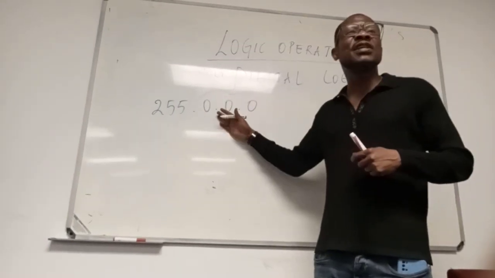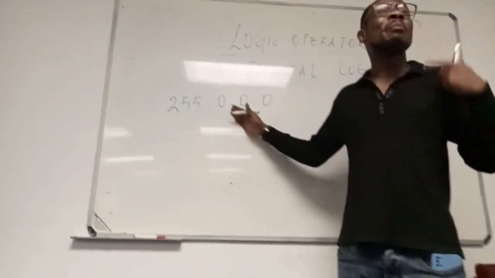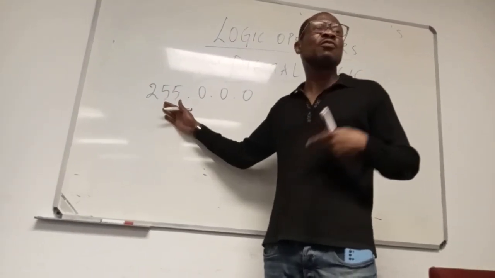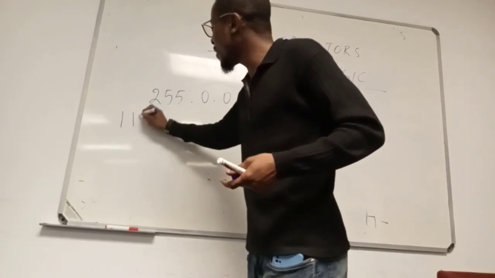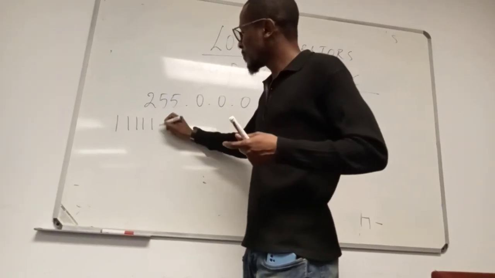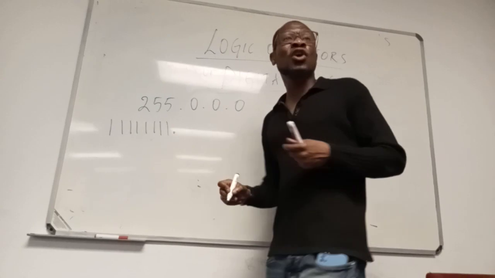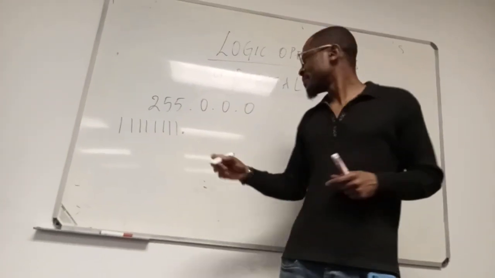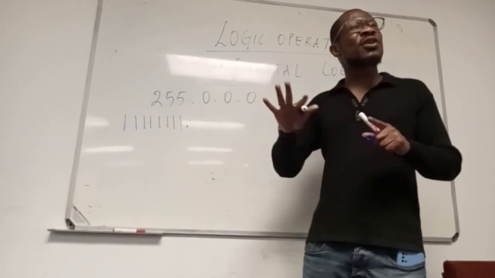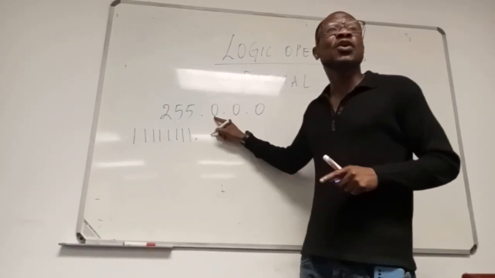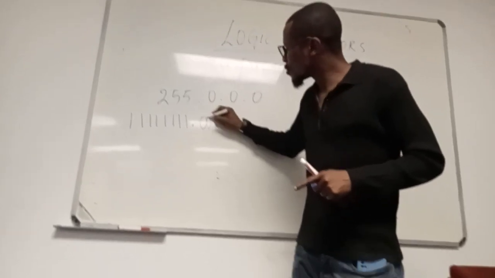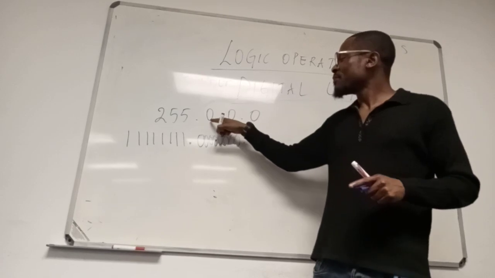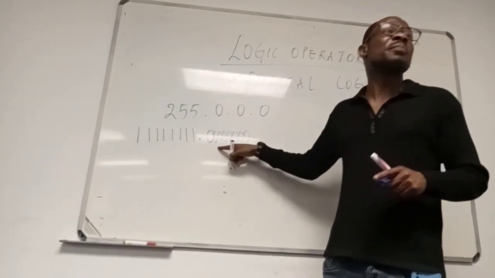Yeah. You have to convert this one to binary. Converted, 255 is 8 ones. When you convert the remaining ones, you know how to convert, you get 0s everywhere, 8 zeros each. 1, 2, 3, 4, 5, 6, 7, 8. Dot. Because this is an octet, those are the bits.